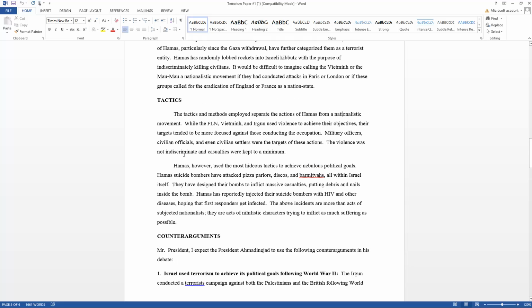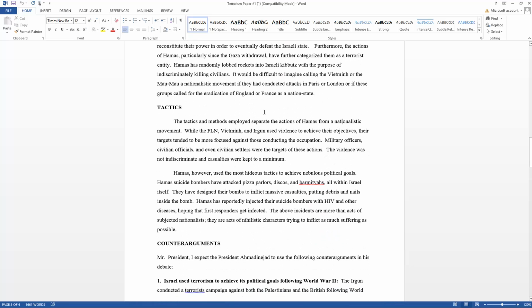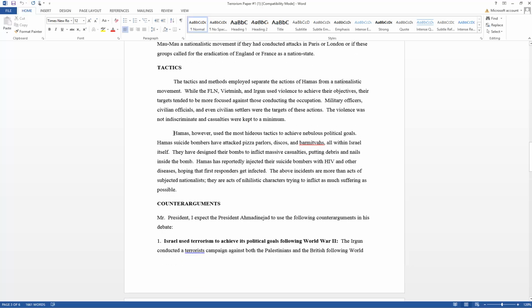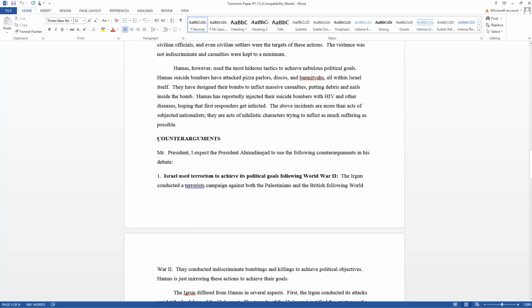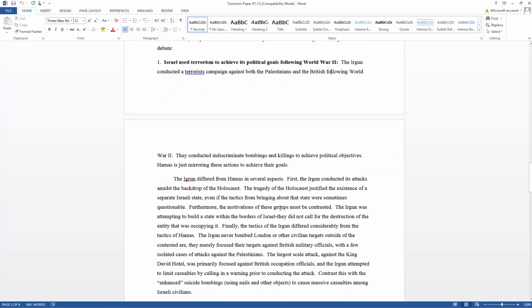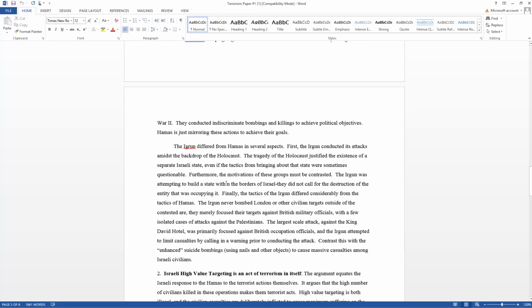So the author here pinned their argument on those three facets. They chose these three arguments to advance their cause. And then what he did, and what I want you to do, is talk about counter-arguments. These are a couple of counter-arguments that he anticipated. The first: Israel used terrorism to achieve its political goals following World War II. And the author gives an explanation of why that reasoning is specious.